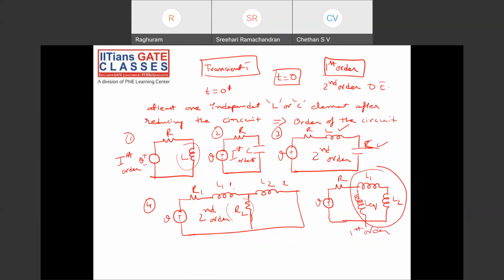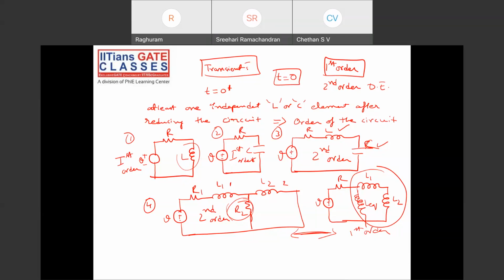Whereas here, you can't directly add L1 and L2, as they are not in series or parallel because there is a resistor R2 here. Okay, you understood the difference between these two? This is how you can comment on the order of the circuit.